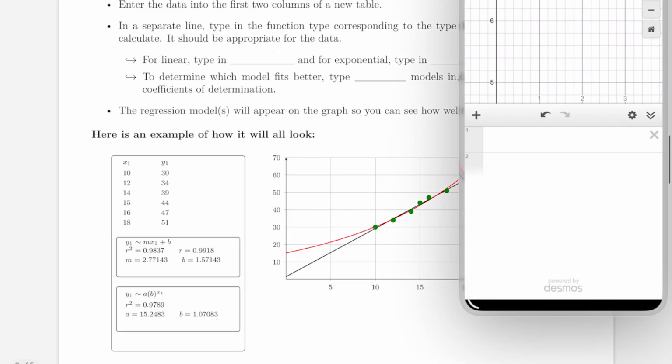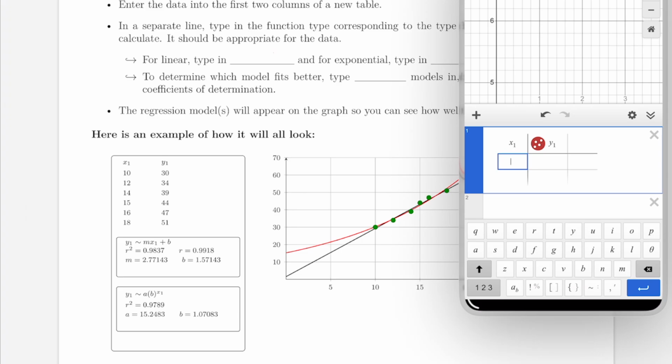Okay, so the table button, we have to first hit the plus button that's right up here. So I'll hit the plus and then we'll hit table. You can see that we have x1 and y1. Then what we're going to do is next put in all of the data.